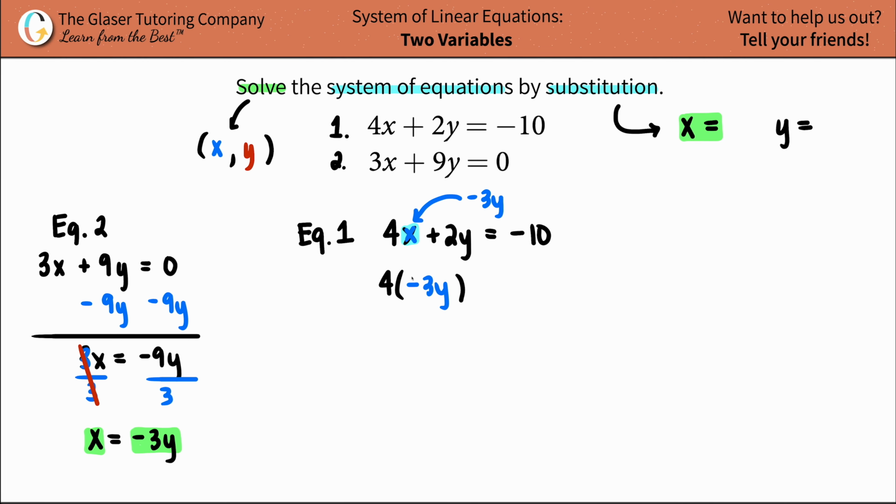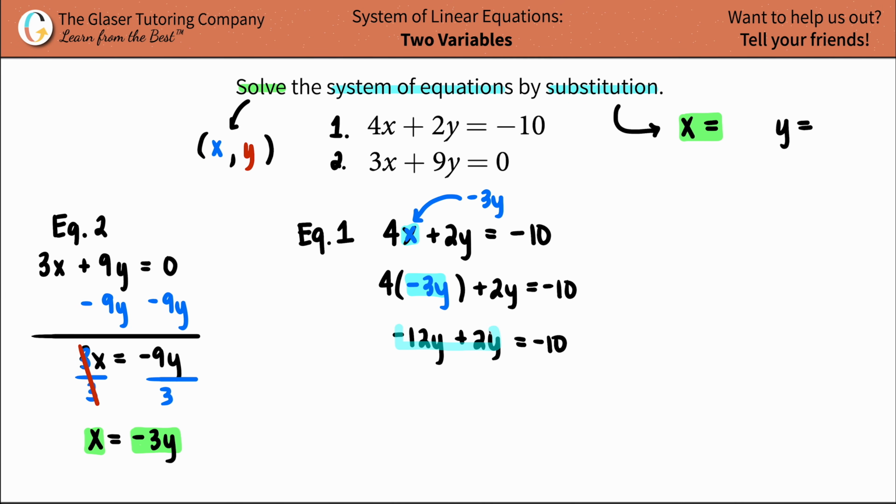And there it is. The x now is this guy, because that's what we said before here. And then you just finish the equation. So plus 2y equals negative 10. Not really distributing here, but we have to multiply this. So 4 times a negative 3y is a negative 12y plus 2y equals negative 10.